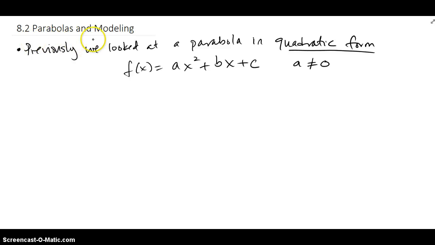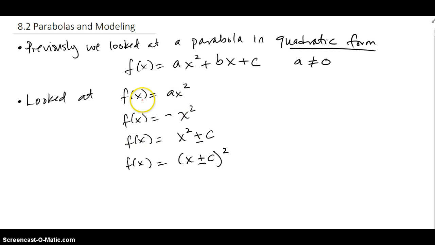In section 8.2 we look at parabolas again, and previously we looked at parabolas in quadratic form, which was f of x equals ax squared plus bx plus c, where a is not equal to 0. And then we also analyzed some special cases that we're going to review here again in this section. So we looked at a few forms like these, and we said in the first one, if a is positive it opens up, and if a is negative it opens down.